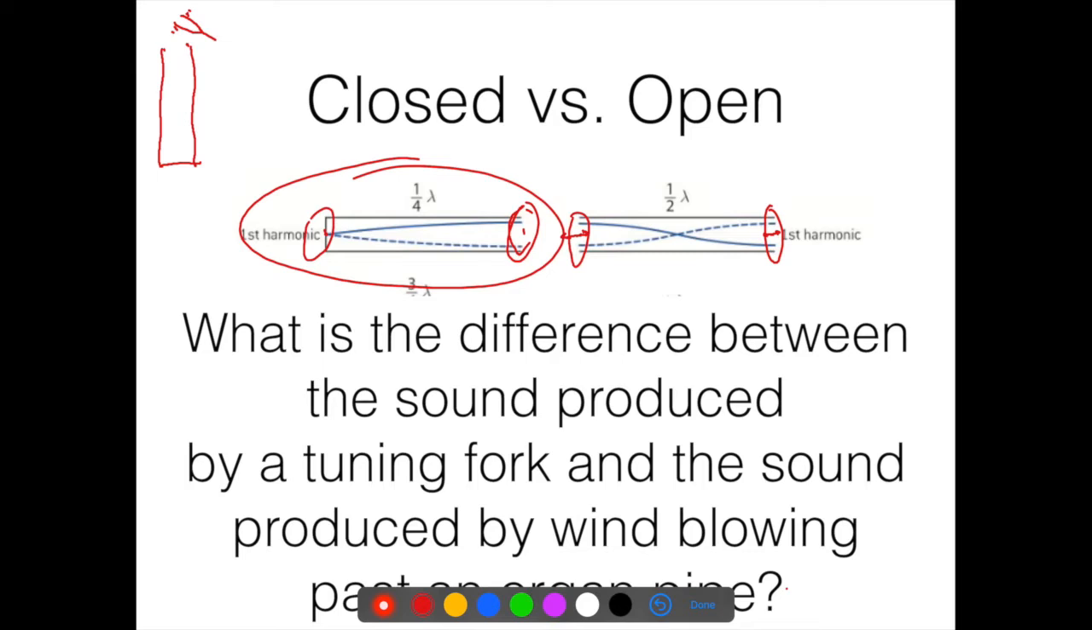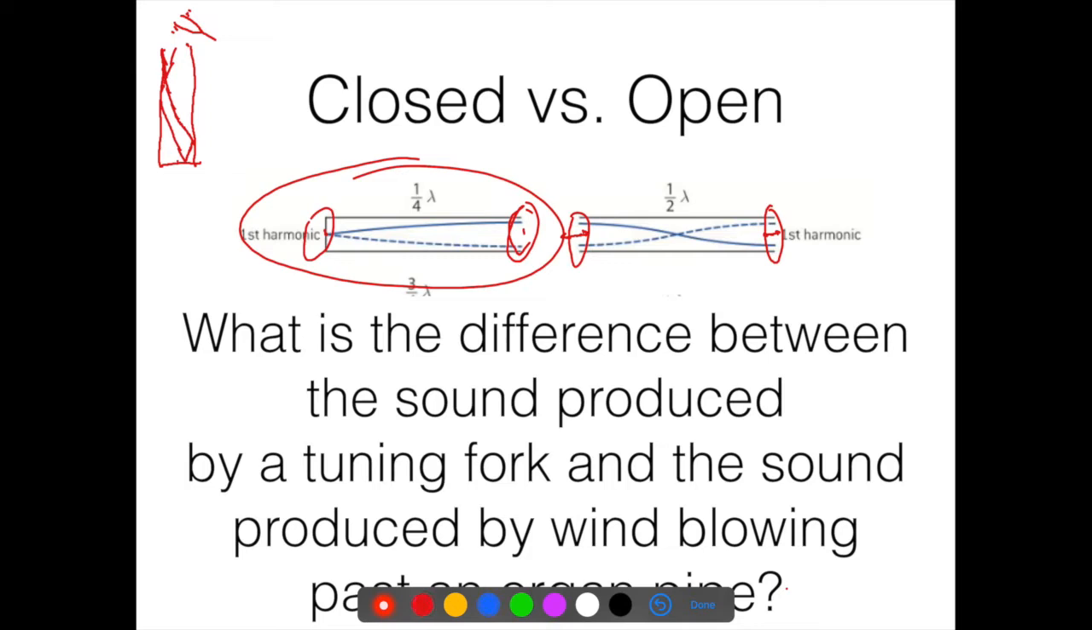But what if the frequency of the tuning fork is not right for that? What if the frequency of the tuning fork gives me something like this? So if that's the length of the wave, well, if I have a node here, then that means my wave's going to look something like this, and I'm not actually going to get an antinode at the open end, right?